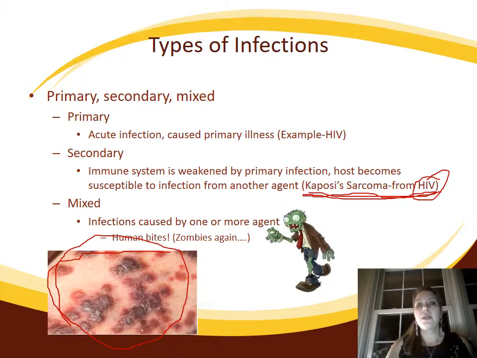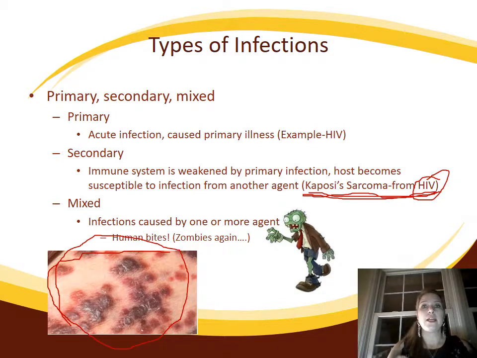And mixed are going to be infections caused by one or more agents. So like if a human bites you, and there are multiple types of infection that can be found in the human mouth. There are so many bacteria in the human mouth, it's not even funny. So all of these different types of bacteria found their way into your skin, and you're being infected by not one, but several different types of bacteria.